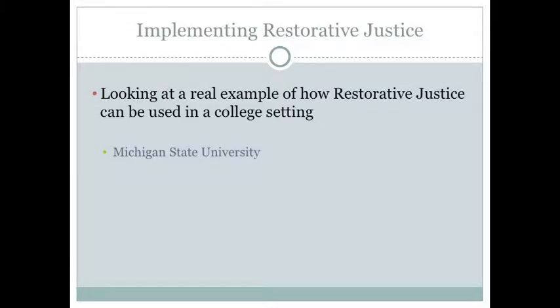So now that we've covered the philosophy, pillars, and history of restorative justice, we're going to take a look at a video that depicts what restorative justice looks like when it's put into practice in a college setting. The following video shows an example from a real situation that occurred at Michigan State University.